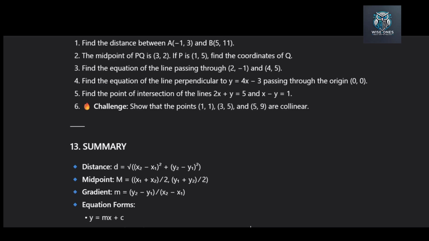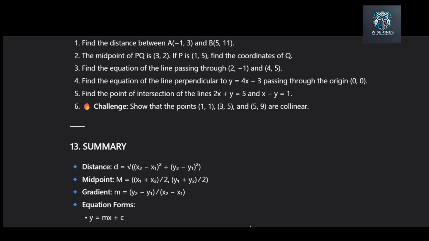Question 4. Find the equation of the line perpendicular to y equals 4x minus 3, passing through the origin (0, 0). Question 5. Find the point of intersection of the lines 2x plus y equals 5 and x minus y equals 1. Question 6 is a challenge. Show that the points (1, 1), (3, 5), and (5, 9) are collinear.